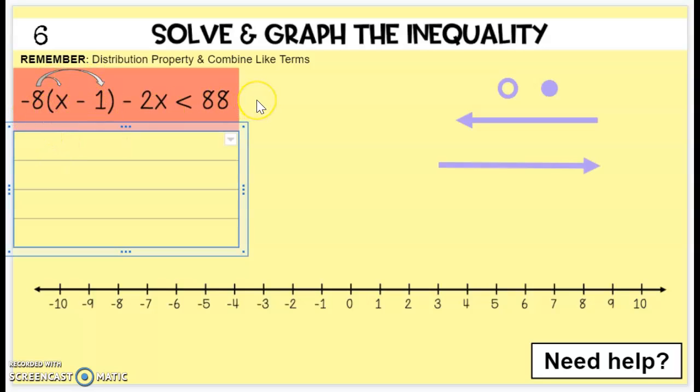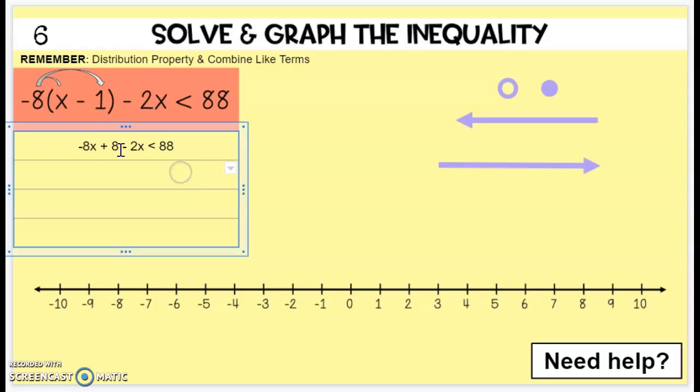-8 times x is -8x. And then -8 times -1 will be a positive 8, because a negative times a negative equals a positive. Then I'm going to bring all the rest of this down. So then I have a -2x is less than 88.